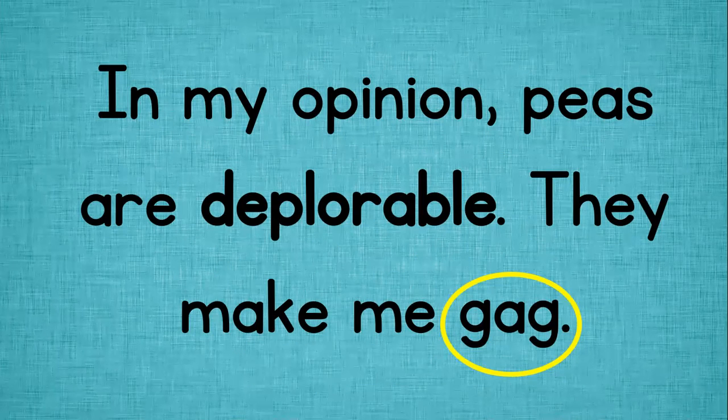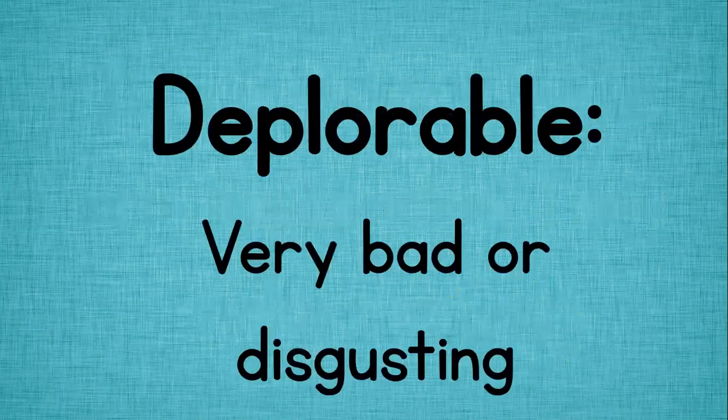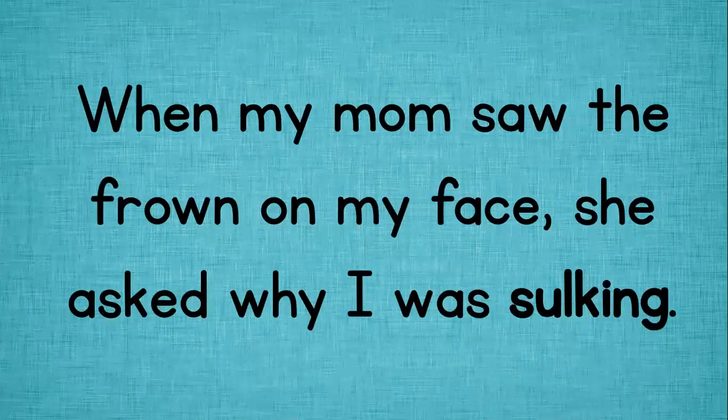So if you look at your sentence, that sentence says, in my opinion, peas are deplorable. So deplorable, we know, means very bad or disgusting. And that kind of makes sense because of that context clue, gag. If something is very bad or disgusting, it probably would make you gag. Nice work. Let's take a look at our next one.